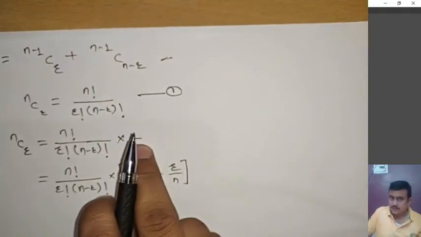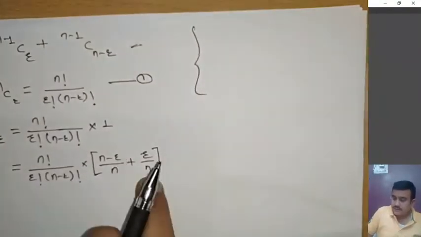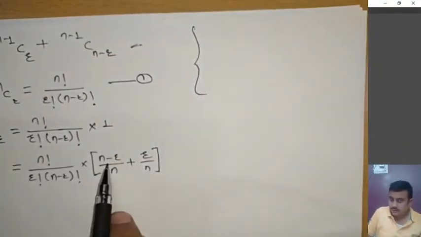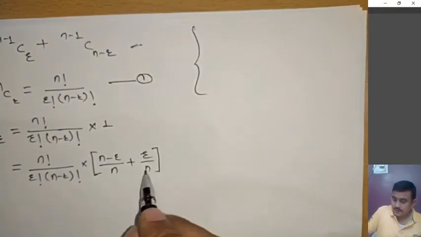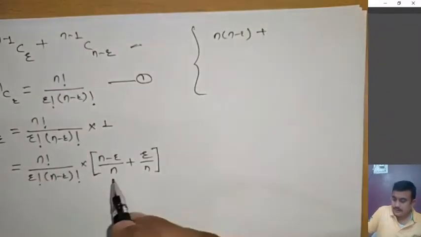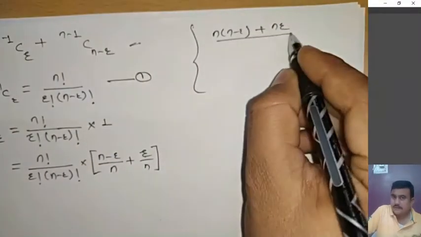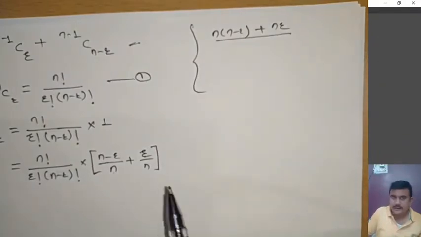So let me solve this for you. When we solve this bracket, we have to do cross multiplication. So n into (n minus r) plus n into r divided by n into n square.